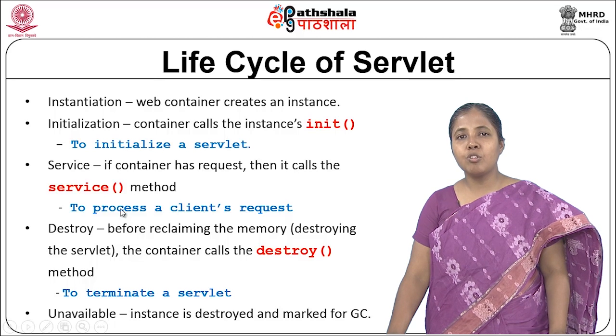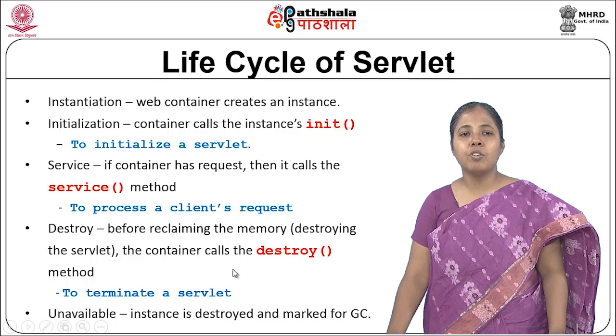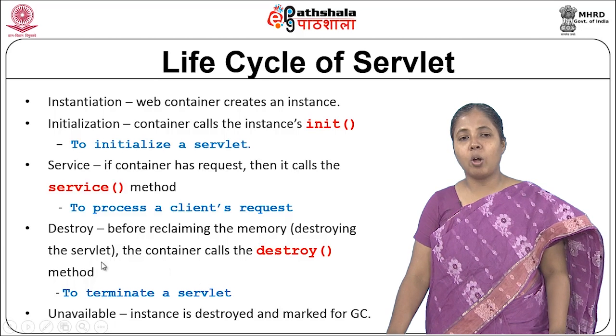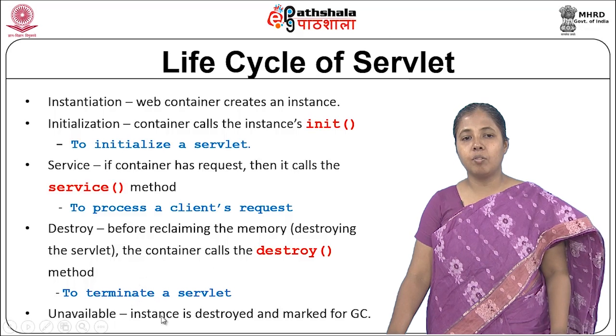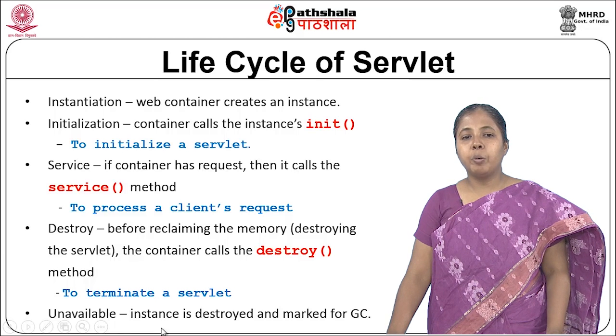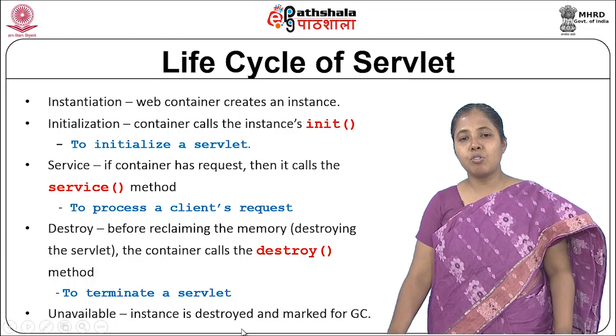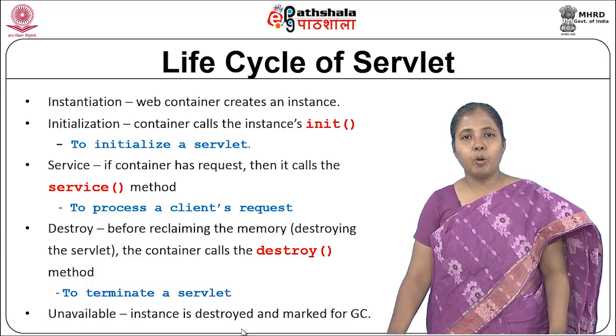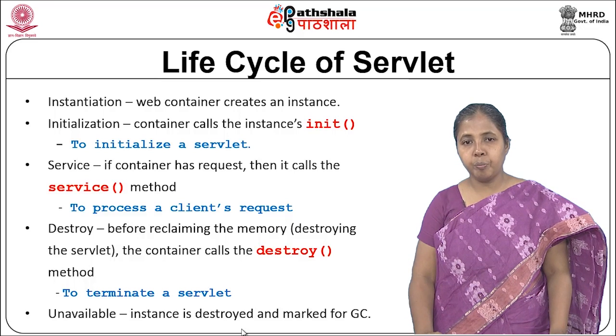The service method is to process the client request, and before the servlet is destroyed, the destroy method would be called. This is for destroying the servlet. So, the container would call the destroy method to terminate any servlet. Now it becomes unavailable, that is, the instance is destroyed and marked for garbage collection. Java provides automatic garbage collection.